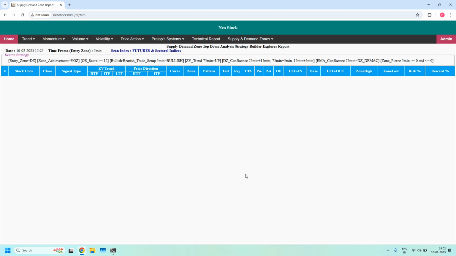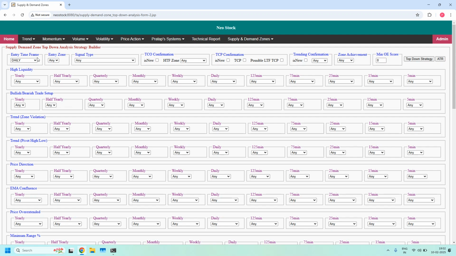So we did not find any stocks having EMA confluence. This is bullish trade setup for hourly income trade. Next, bearish trade setup for hourly income trade. Entry time frame is 5 minutes. Entry zone is supply zone.